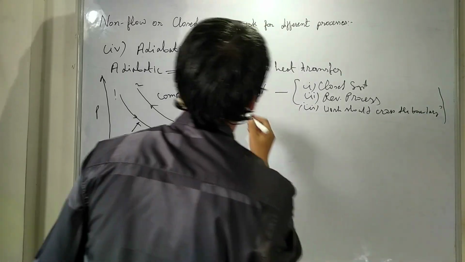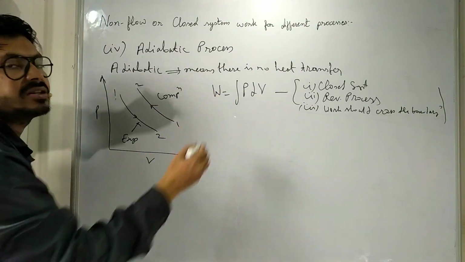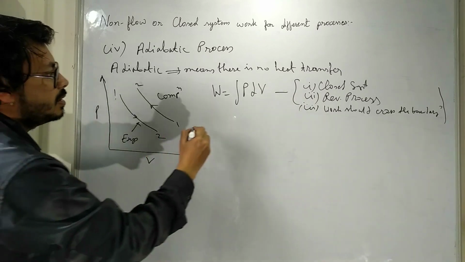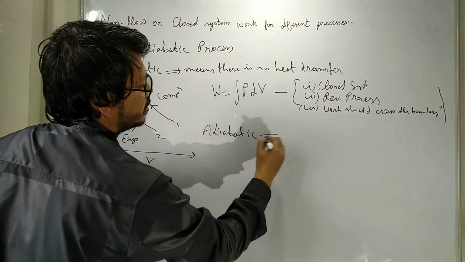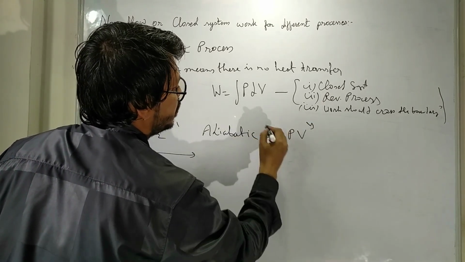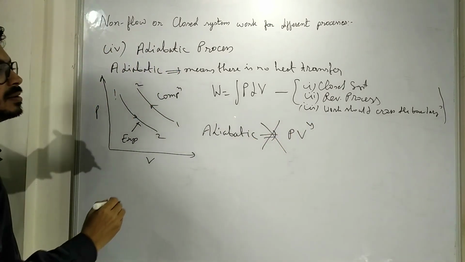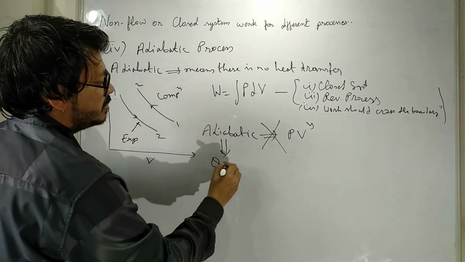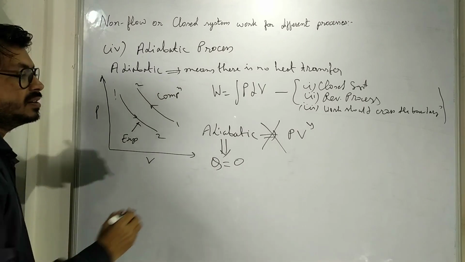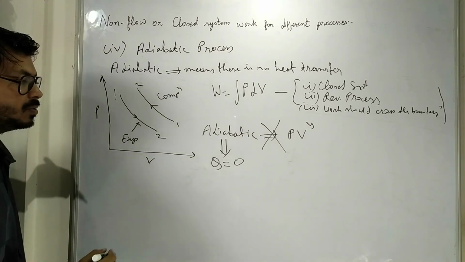So with this assumption, we have work done equals integration of P dV. For an adiabatic process, we cannot directly write P V to the power gamma equals constant. Adiabatic means only no heat transfer, that is, heat transfer is 0.